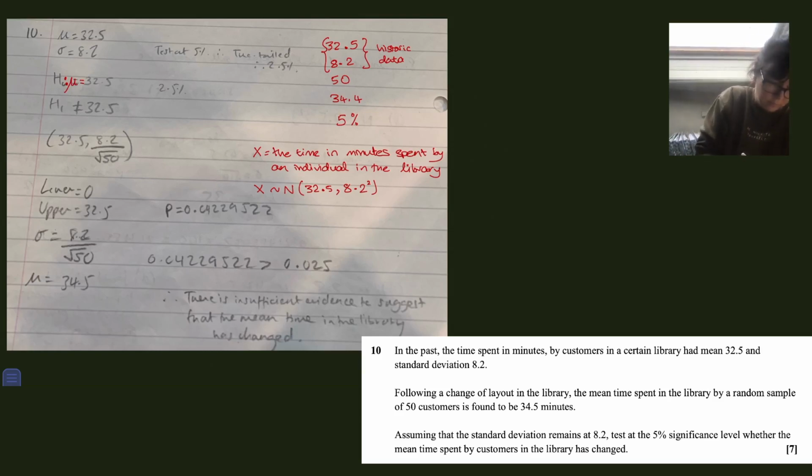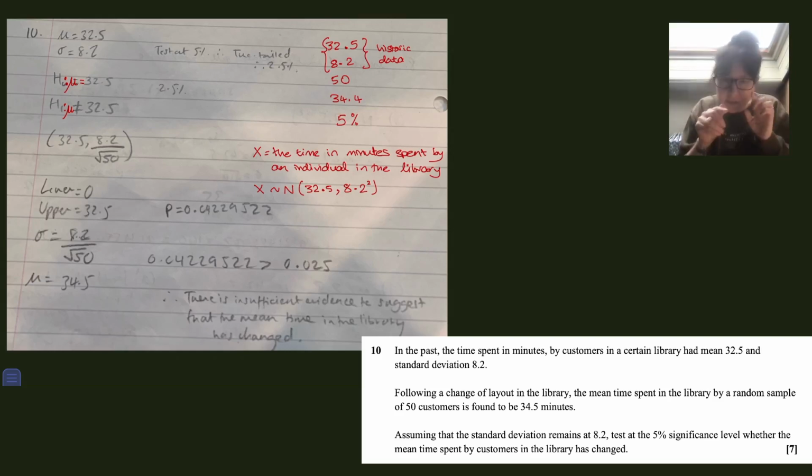H1 is the statement that the mean of the population is not 32.5. So this person, H1, they're not saying people don't spend half an hour in there, they spend way more than half an hour. And they're not saying people don't spend half an hour in there, they pop in and out, they're gone in 10 minutes. They're not saying either of those. They're just saying, I don't think you're right about this whole 32.5, I think you're wrong.